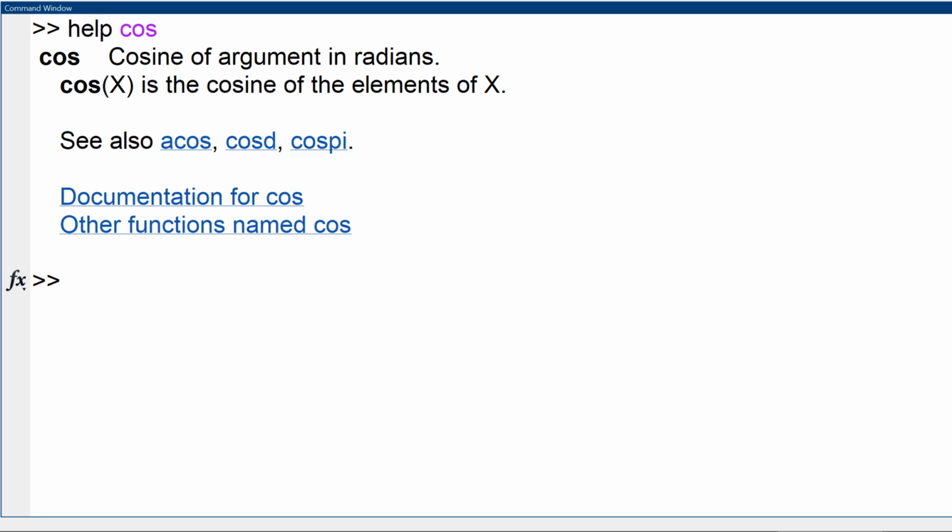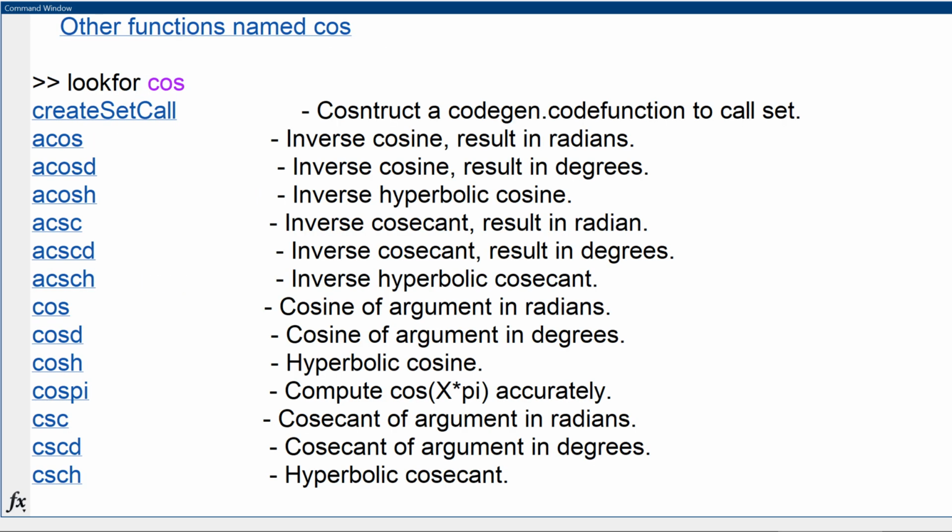If you do not know the exact function name and want to search it based on a keyword, you can also use lookfor as a single word followed by the keyword, either as a part of the built-in function name or built-in function description. For example, if you want to search all the built-in functions having cos as a keyword, type lookfor cos. You can see the entire list. For example, it shows acos, which is a function to calculate inverse cosine in radians. You may want to try with different keywords.